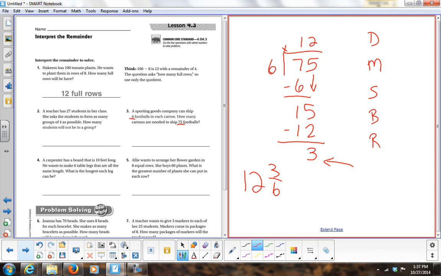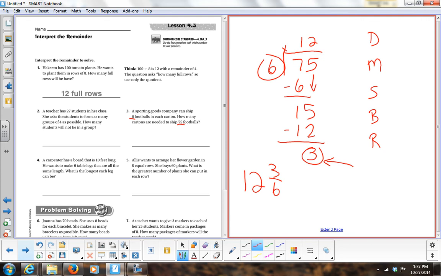Less than 6 pieces. Terry. I just explained that we can't use 3/6, right? Alexis? 12. 3/12. Where do you get 3/12? It's always remainder over divisor. Nope. Thank you. Najee. 12 full and one half.